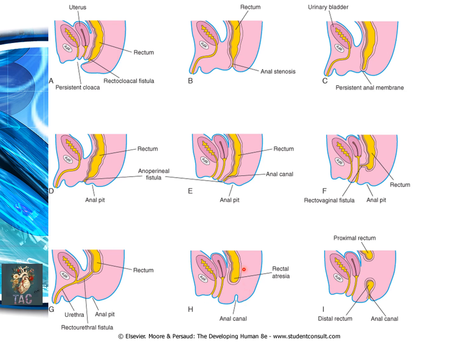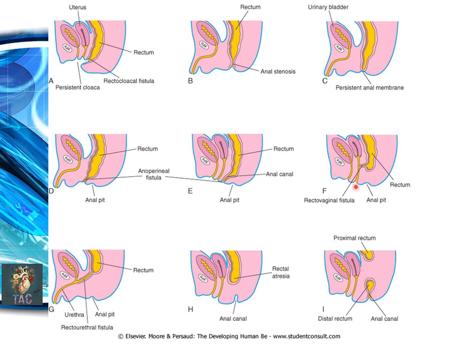Here in this diagram, you can see the anal canal is present, but there is atresia of the rectal area, and it ends as a blind-ending pouch. And in this diagram, you can see this is the proximal rectum, this is the distal rectum, and because of some vascular accident, this area is damaged, so there is no connection between the two.